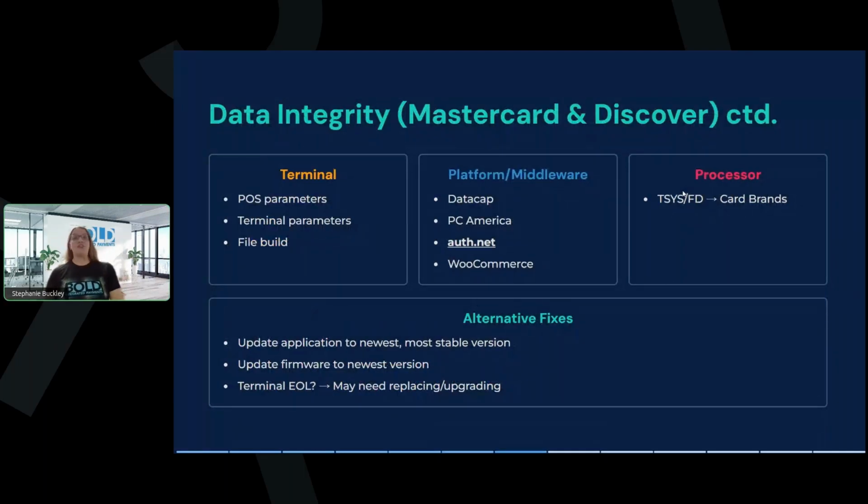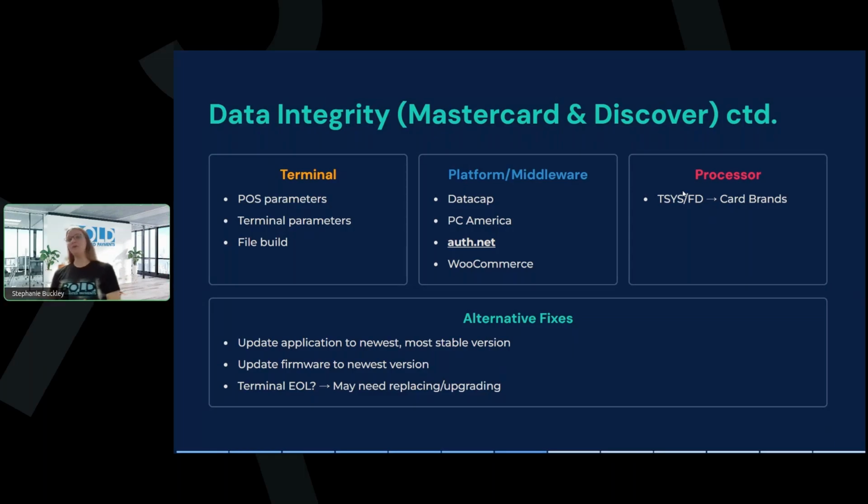So orange, terminal: check your parameters. It's likely that the DBA is misspelled, that the phone number is where the zip code should be, or vice versa, that you did not input a street address, things of that nature. Check the POS parameters, the terminal parameters, any file build, just anywhere that's there. Check there first, right? Because that's going to be the initial interaction with the card and the data and the transaction. So start there. That's going to be where you first move.